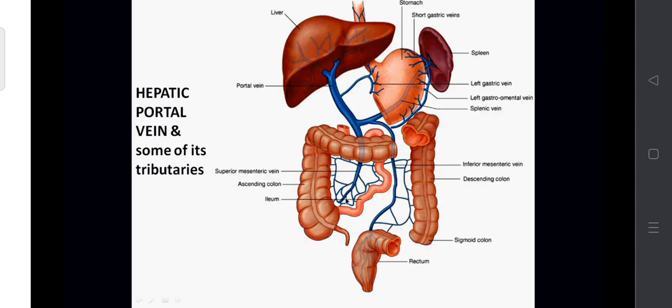Here we can see few tributaries of the superior mesenteric vein. Superior mesenteric vein mainly drains the blood from small and large intestine. Inferior mesenteric vein mainly from the colon. Inferior mesenteric joins the splenic. The splenic vein drains the blood from spleen, stomach and pancreas. Here we can also identify the left gastric vein, which is a tributary of portal vein.